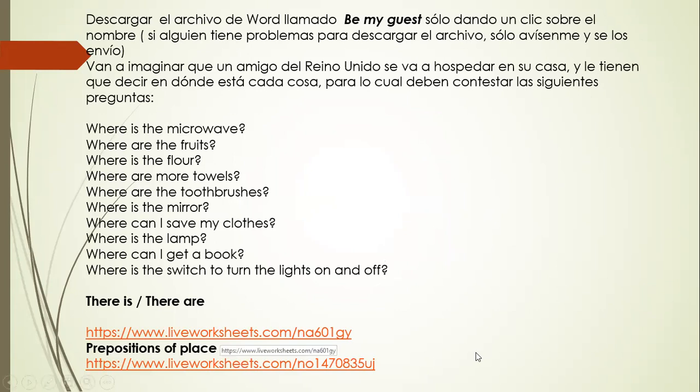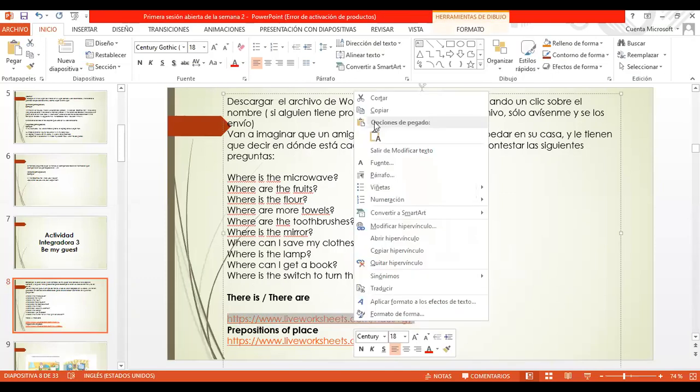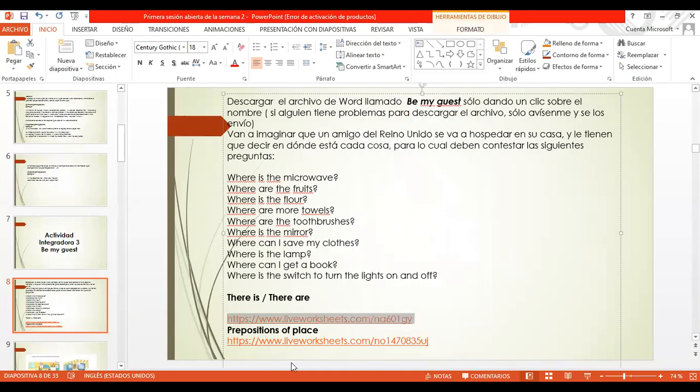Y bueno, tenemos unos ejercicios para practicar el there is y el there are y las preposiciones del lugar, ¿ok? Vamos a ver el there is y el there are. Vamos a darle clic a esta liga que viene aquí. Se las voy a pegar en el chat. Ustedes lo único que tienen que hacer, chicos, es darle clic a la liga y la pueden hacer a la par conmigo, ¿ok? Vamos a darle clic a la liga que les acabo de pegar en el chat. So let's give a click to the link, guys, and let's see what happens. We're going to open that link.